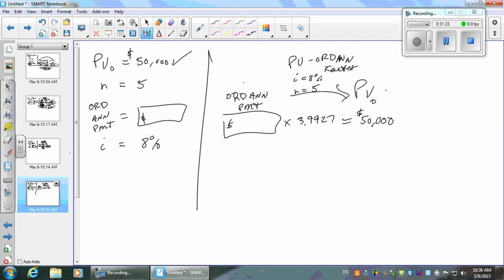$1.01. Okay, sure. So just divide the 3.9927 into 50,000, and what's the payment need to be? 12,523. Excellent. Okay. All right, how much interest is going to be earned on this deal? It's going to be 8%. Okay. How many dollars?